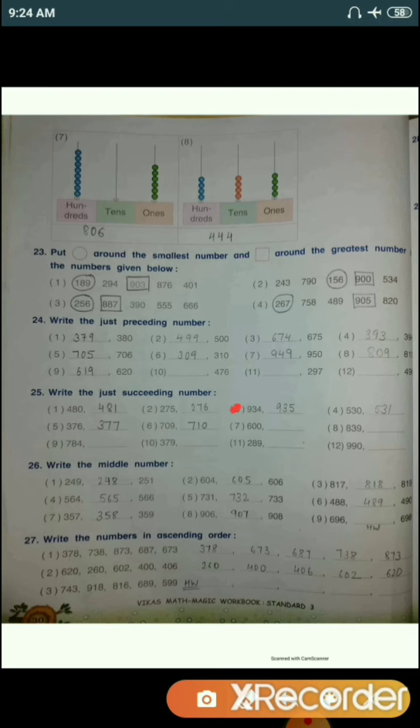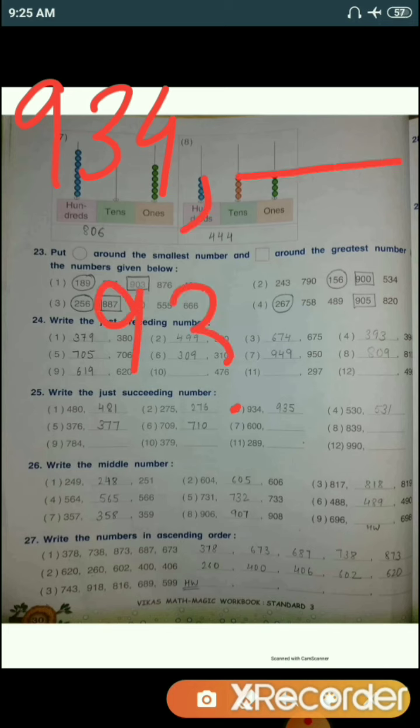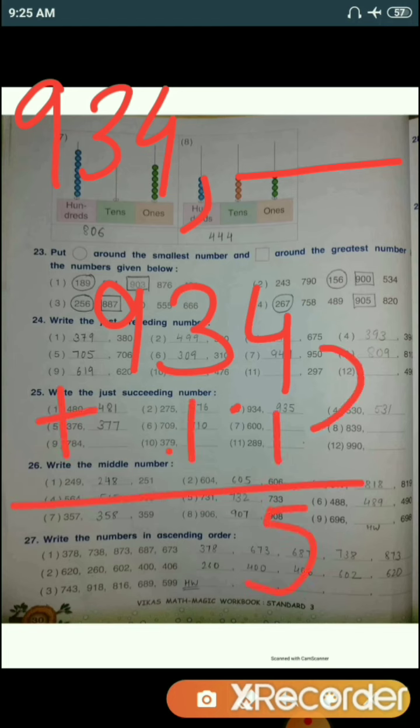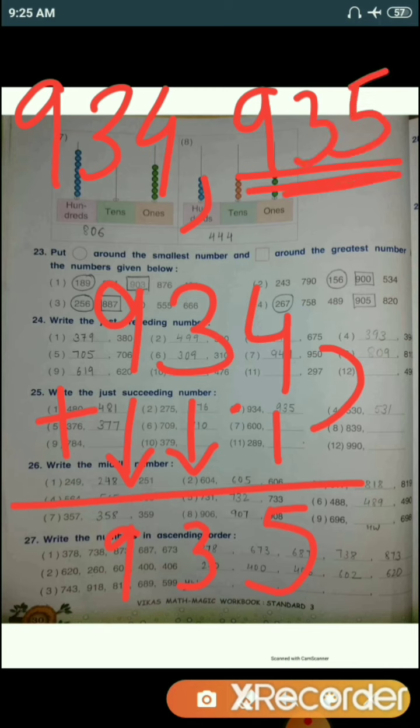Now question number 3. 934, dash. So again, 934 plus 1. 4 plus 1 is 5, 3 as it is and 9 as it is. So 935 is the succeeding number of 934.